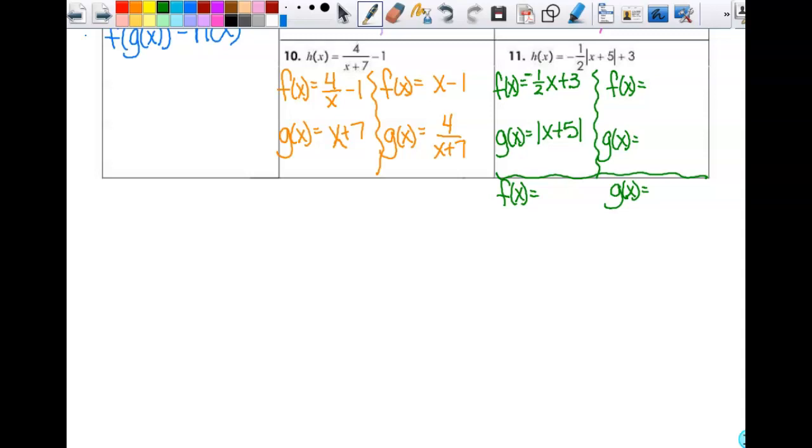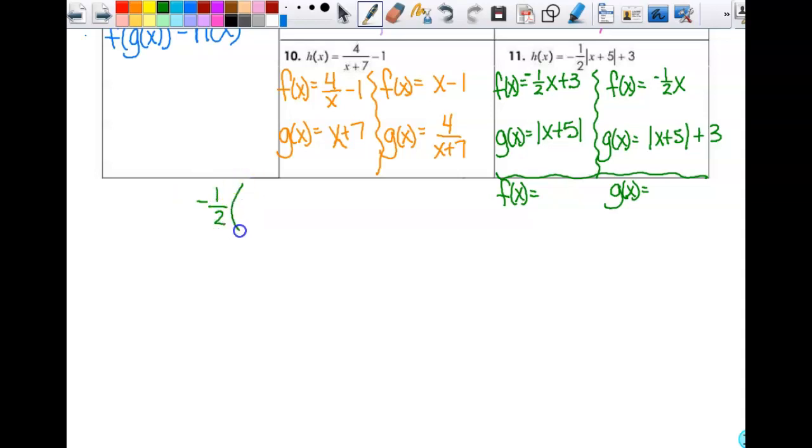What you got? F of x equals negative 1/2 x. G of x equals absolute value x plus 5 plus 3. Okay, what do y'all think about this one? Let's think about this. If we substitute that in, I'll get negative 1. It's okay. I've gotten this one every period too.